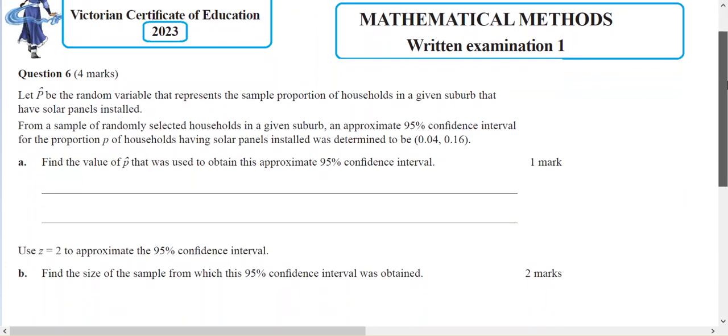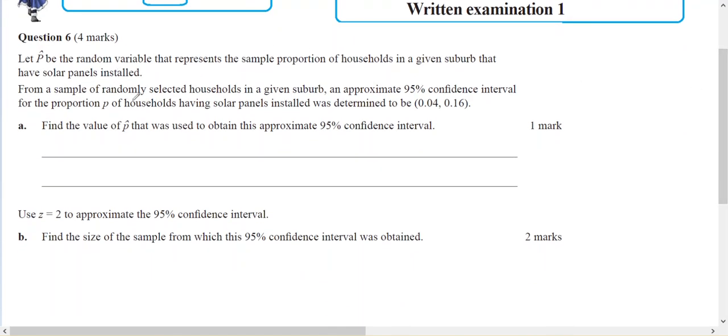Question number 6 is about sample proportion, the sample proportion of households living in a suburb that have solar panels. From a sample, we know the 95% confidence interval is this. Find the value of p hat.